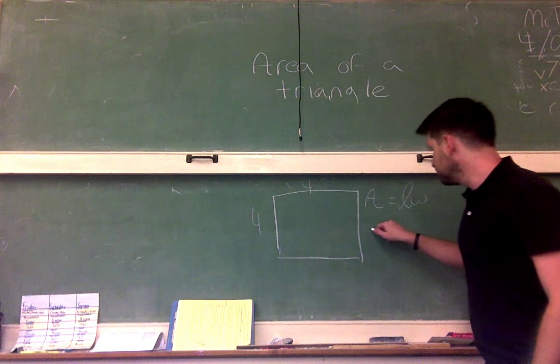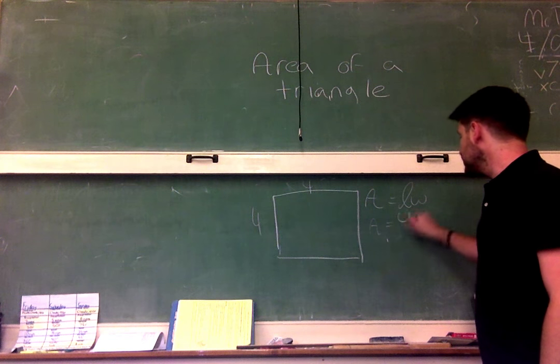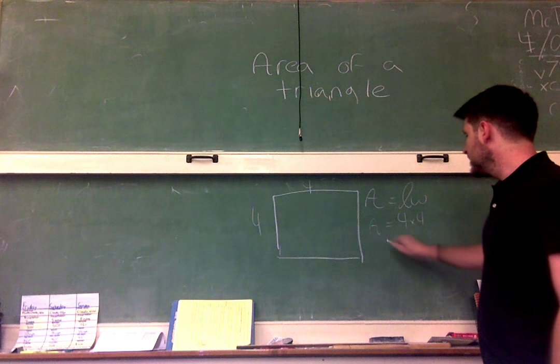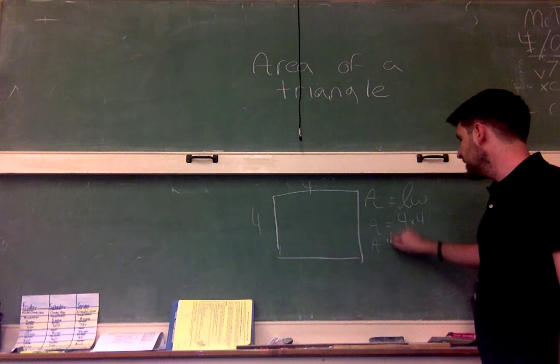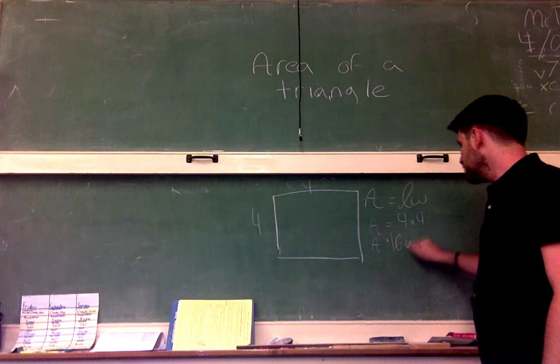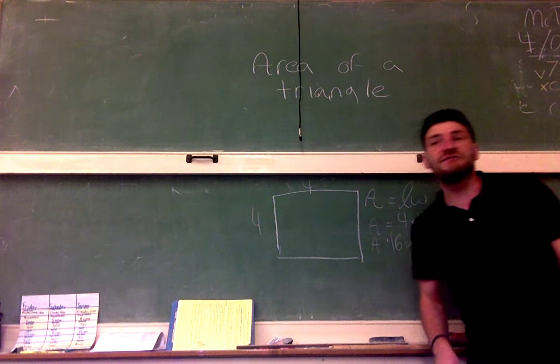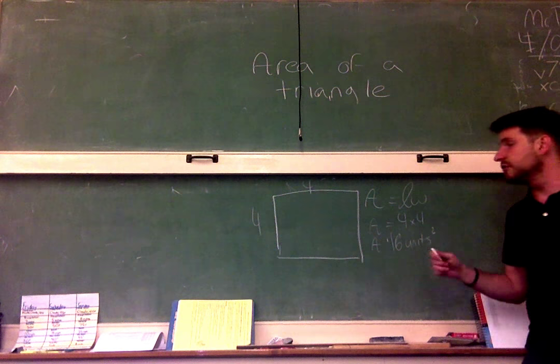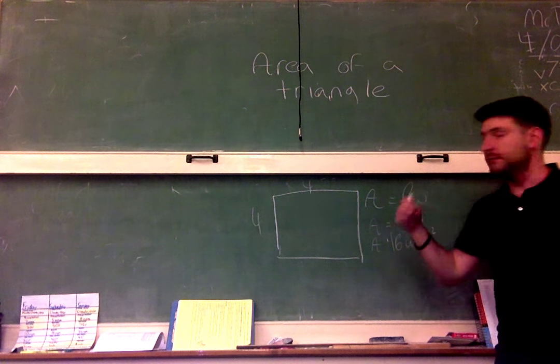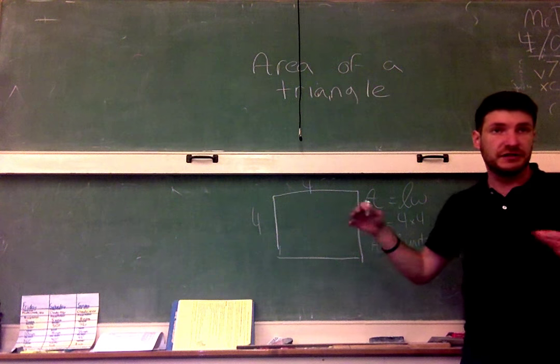We just simply plug it in. Area equals 4 times 4. The area of our square is 16 units squared. That's how we find the area of a square. Hopefully, you're familiar with that, and it's not too confusing.